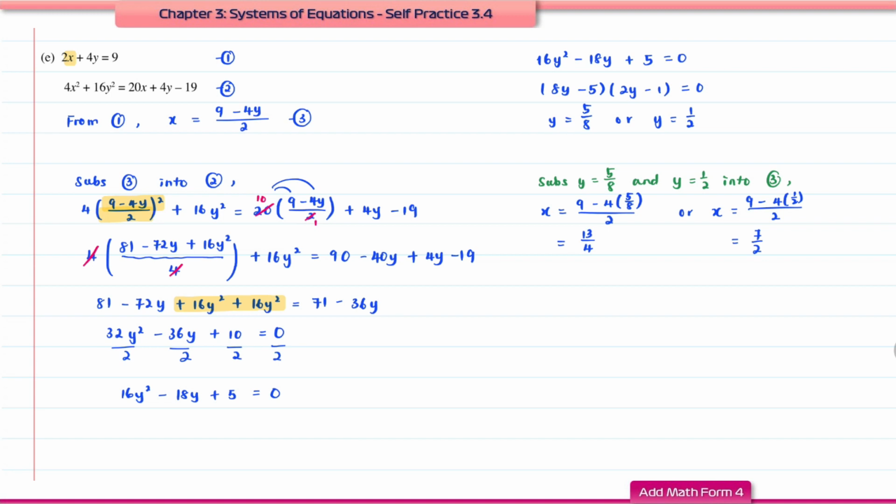So the answer for question E will be, for the first pair, when x is equal to 13 over 4, y will be 5 over 8. And the other pair will be when x is equal to 7 over 2, y will be 1 over 2.